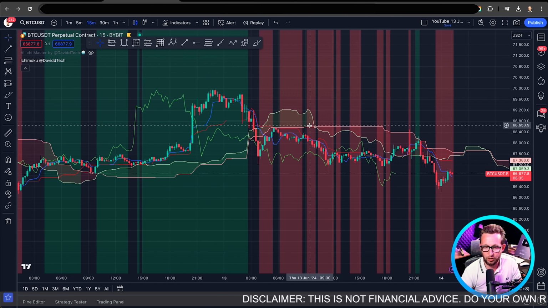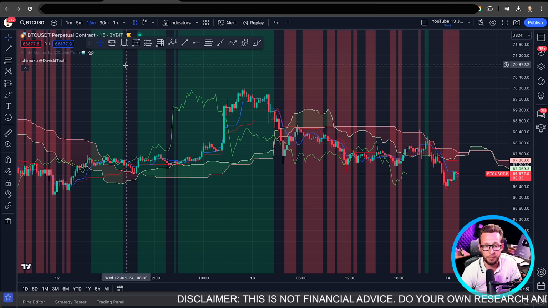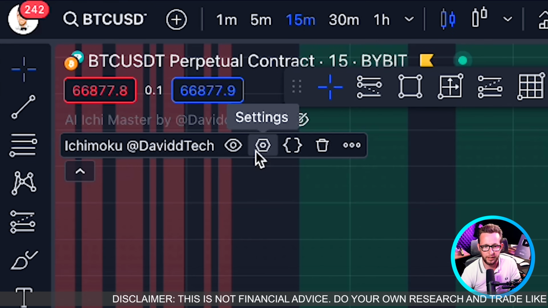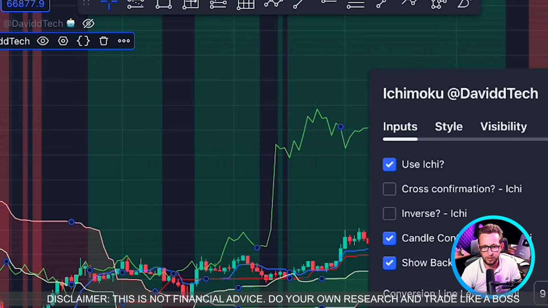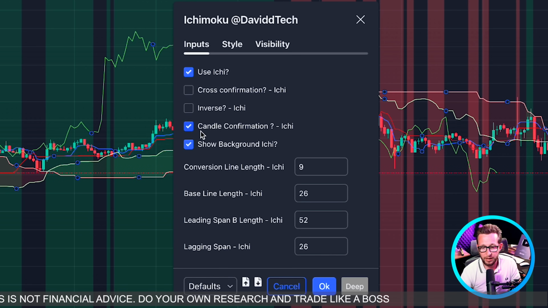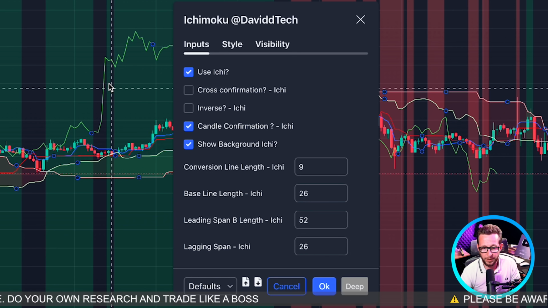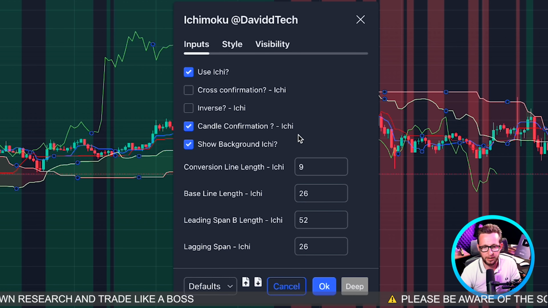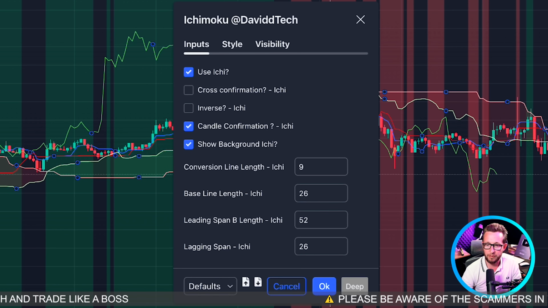This is currently on default settings, so we're going to make a couple of changes before we go over to the other indicators. So we're going to go over to the cog mark over here. We're going to remove the cross confirmation and we're going to leave the candle confirmation on. Other than that, we have a background that gives us this green and red background, which just shows us when we're actually going to enter.